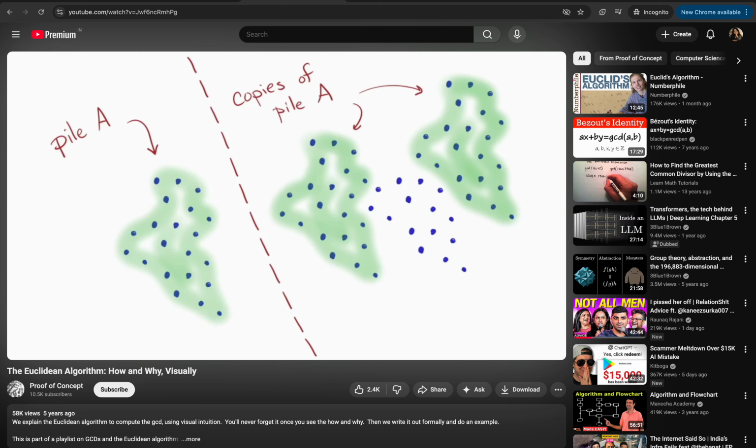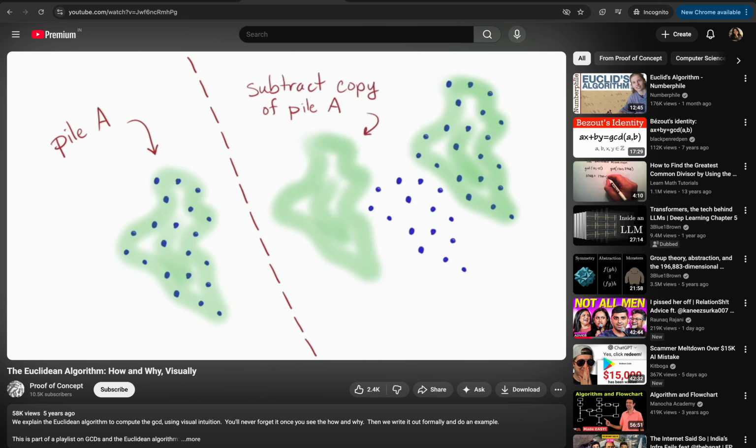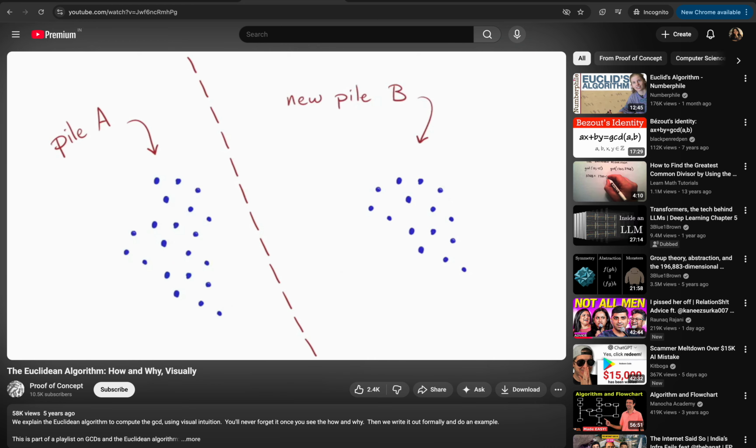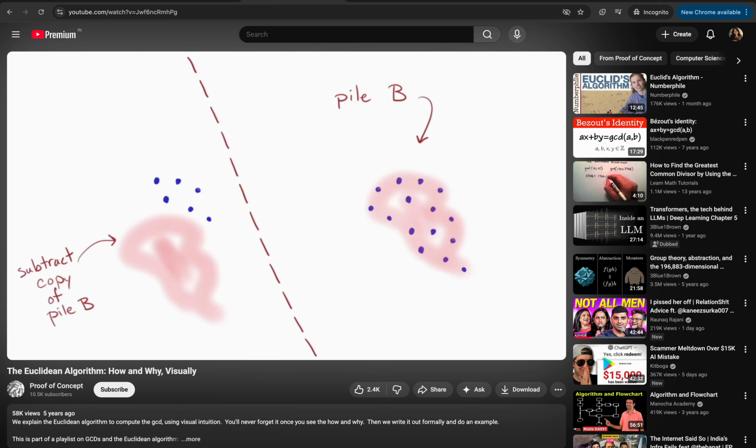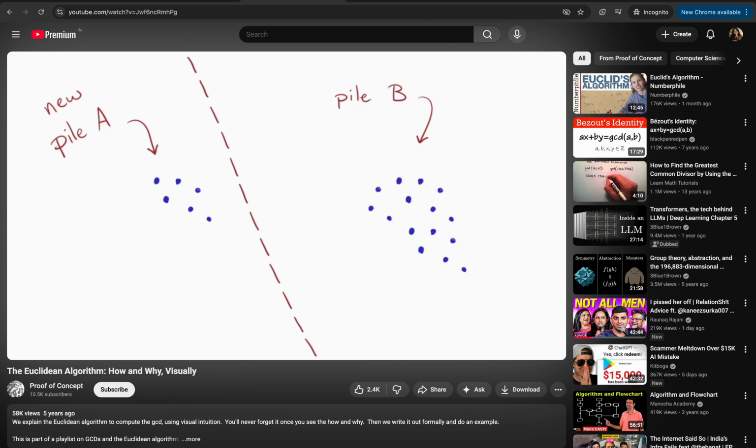Then the rules of the game are that once I've found a copy of the smaller pile in the bigger one, I can subtract it off, by which I mean just remove the stones. So I subtract 1 copy of A and then another copy of A, and then what's left I'll call the new pile B. So now B is the smaller one, so I look for copies of B inside A. I think I can count off at least 1 copy of B, so I subtract it off and I'm left with a new pile A.